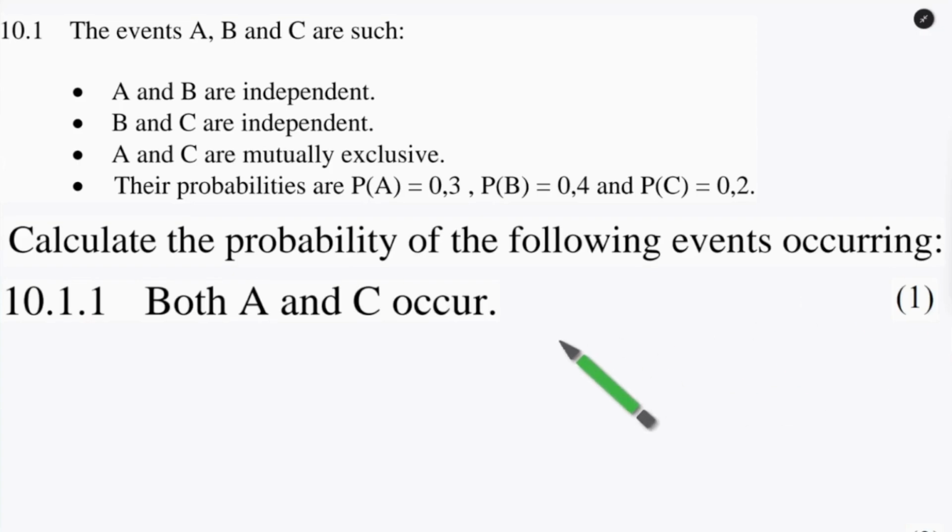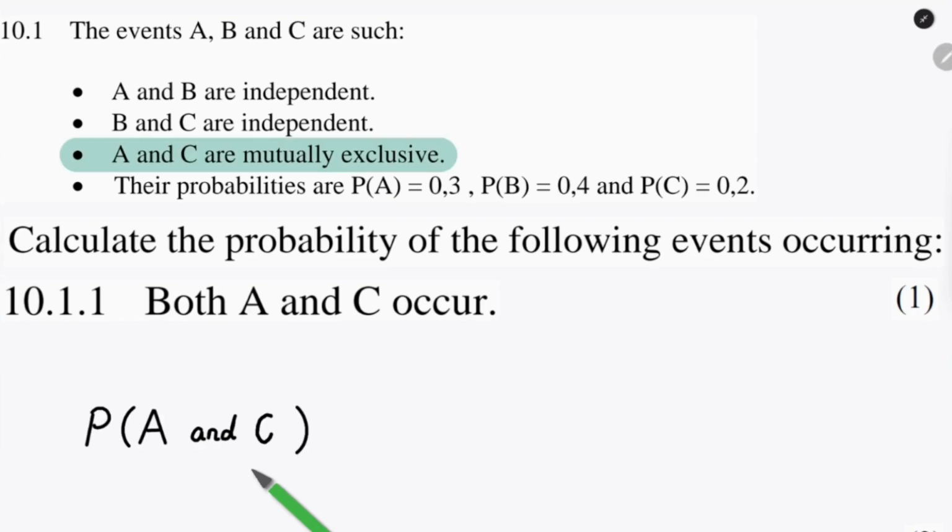In question 10, we are given 3 events, A, B, and C. We are told that A and B are independent. B and C are also independent. A and C are mutually exclusive, and we've been given all 3 of their probabilities over here. And we need to calculate the probability of both events A and C occurring. So we will be calculating the probability of A and C. And they told us that A and C are mutually exclusive.